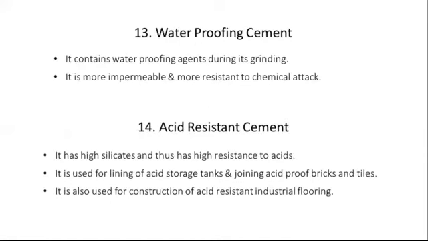Next is waterproofing cement. It contains a waterproofing agent added during its grinding. It is more impermeable and more resistant to chemical attack. Here the word impermeable is used because the cement is waterproofing, right? Next is acid resistant cement. It has high silicate content and thus has a high resistance to acids. It is used for lining of acid storage tanks and joining acid proof bricks and tiles. It is also used for construction of acid resistant industrial flooring.